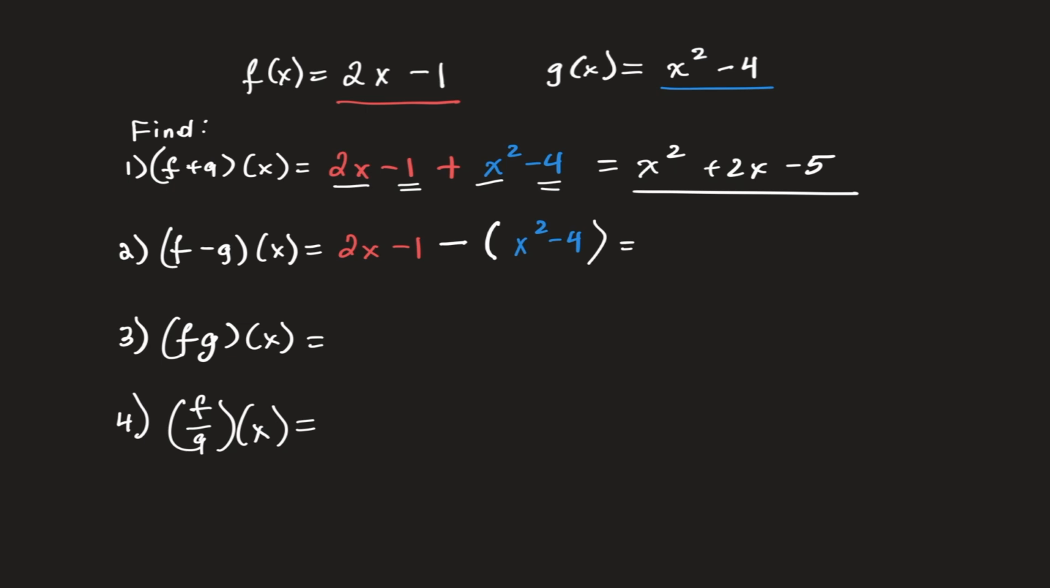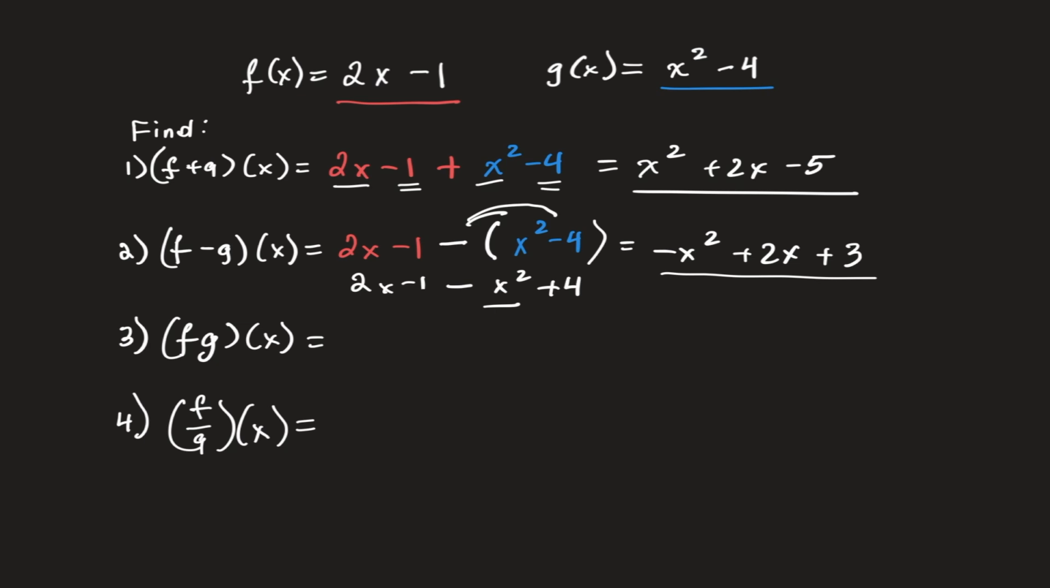Now in here, we might want to do that extra step and distribute this negative. So we have 2x minus 1 minus x squared plus 4. Remember, the signs change. Two negatives make a positive. This is equal to negative x squared, because that is the highest term without any friends with it. Then we have positive 2x. And then lastly, we have negative 1 and positive 4, which would make positive 3.